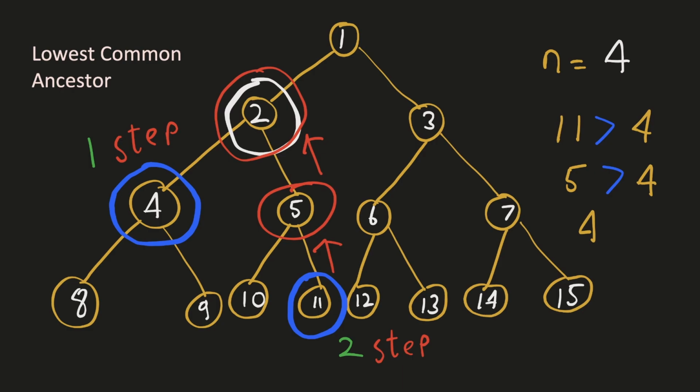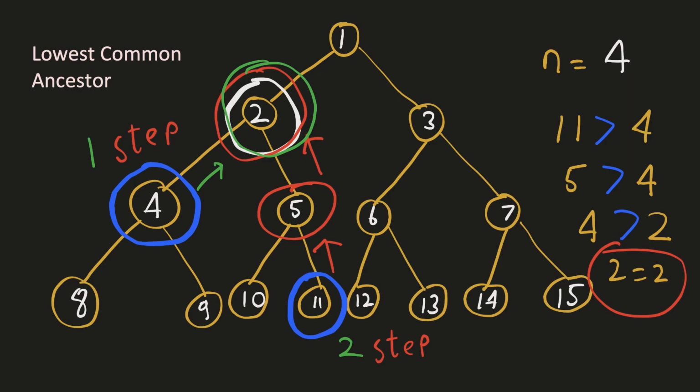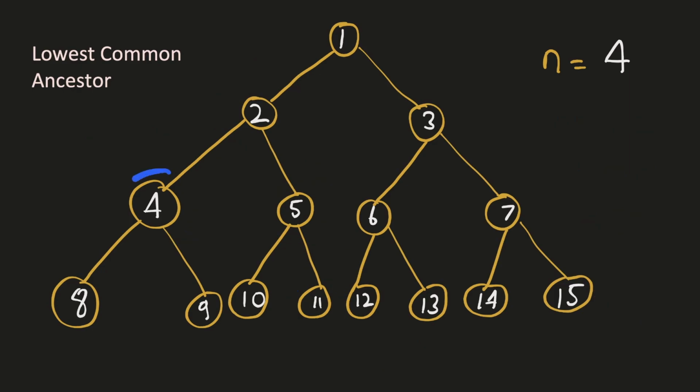So now 4 is greater than 2. So we'll move its pointer by one step and now it will be at 2. Finally, they have arrived at the same node. That means we have reached our lowest common ancestor. Let's see this again in action for this small example.